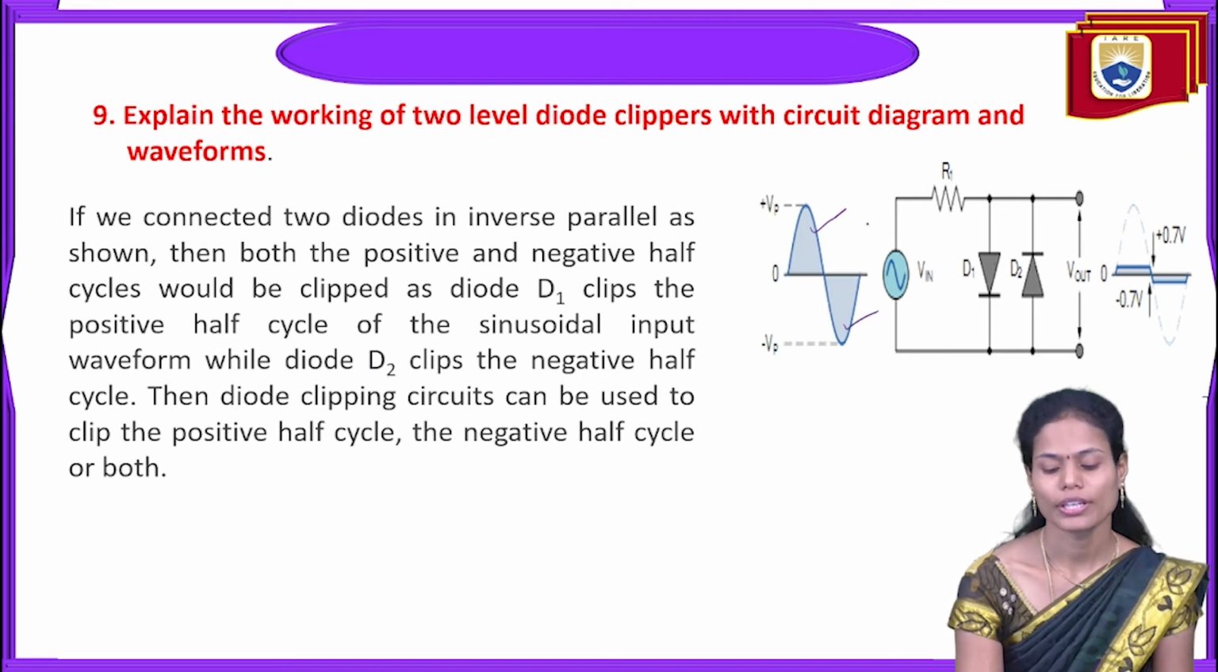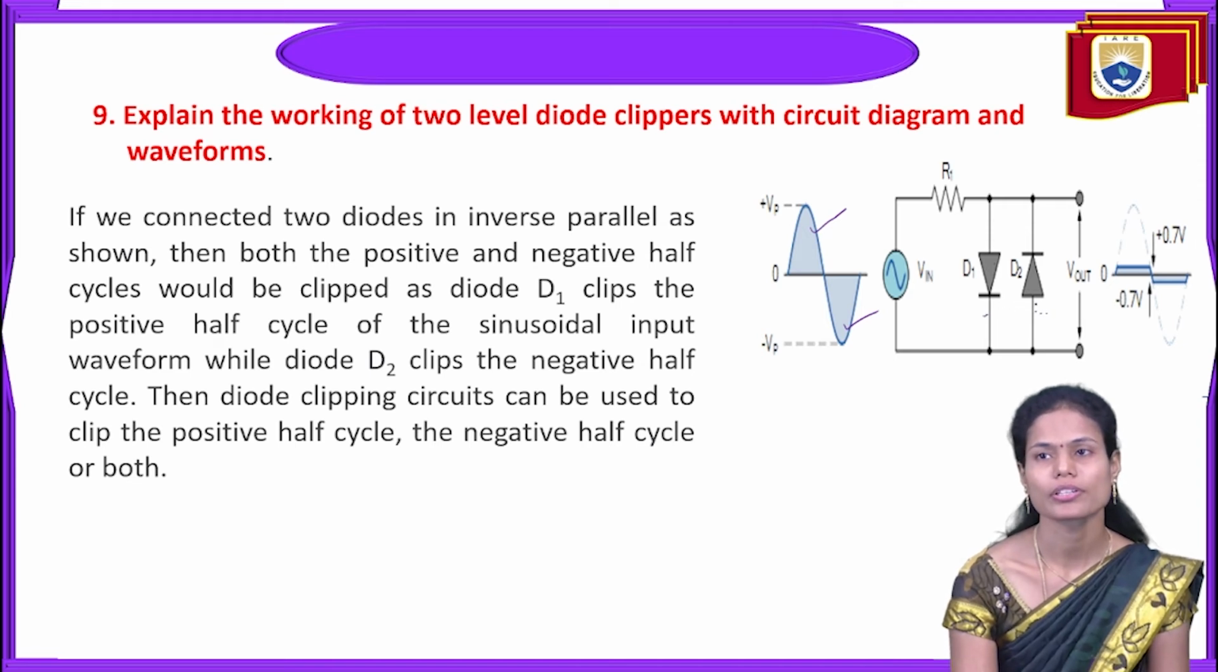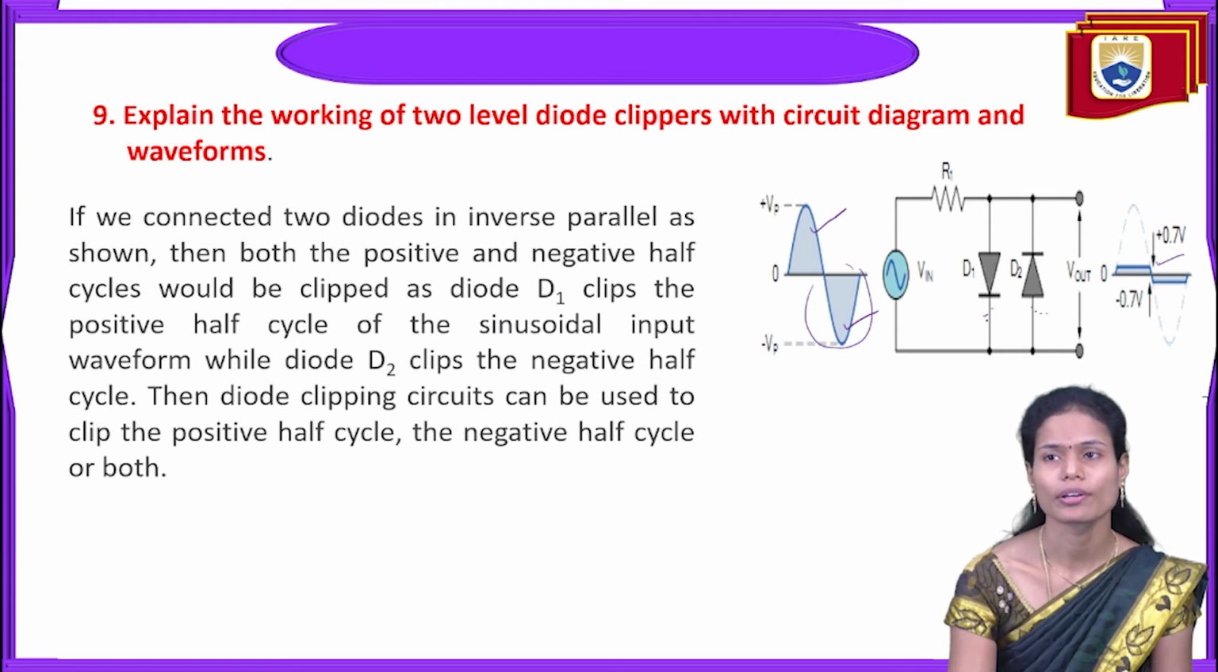So we have to take one half cycle and we have to see the operation of the diode, whether it is in the on state or off state. Depending upon that, we will get the output voltage. And similarly, we have to take the negative half cycle of the circuit, and next we have to see the status of these two diodes, and then we have to observe the output voltage. So we have to explain each and every point clearly.